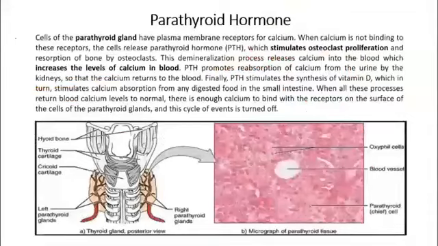The next one, parathyroid hormone. Now, the parathyroid glands produce parathyroid hormone. The job of the parathyroid hormone is basically to increase the levels of calcium when the levels of calcium in your blood are low. They're going to act by stimulating the osteoclast population.